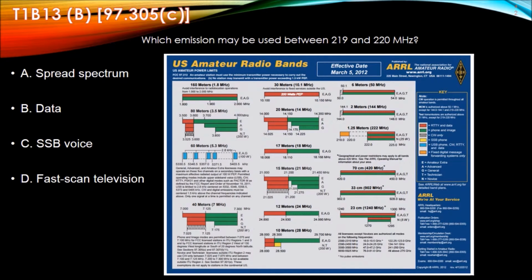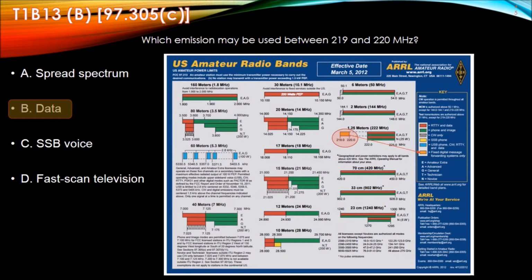So let's refer back to our ARRL band plan. And we can find that frequency range of 219 through 220 megahertz. And we can see it is restricted to fixed digital message forwarding systems only. A brief explanation of a digital message forwarding system is a receiver that receives a digital signal, stores it temporarily, and then retransmits it on. Making the answer to this question B, data.